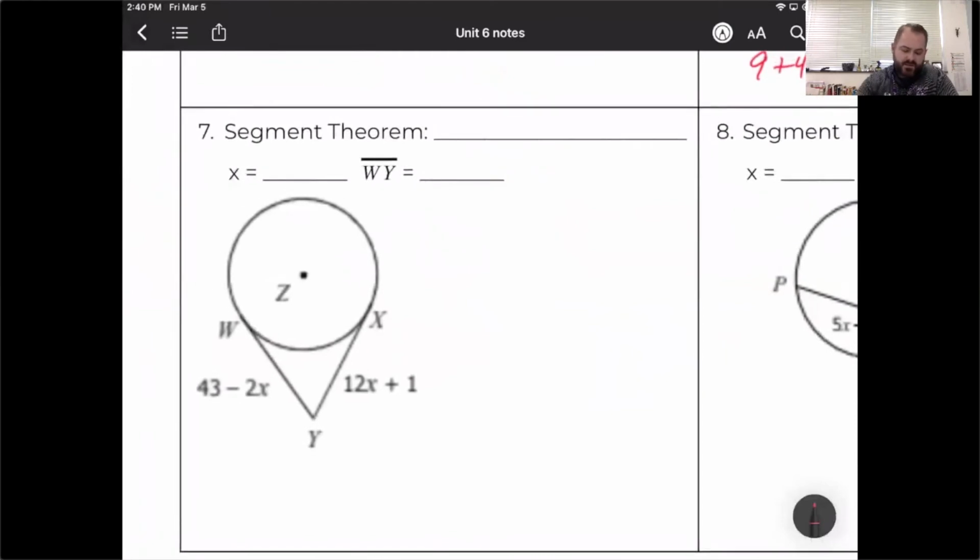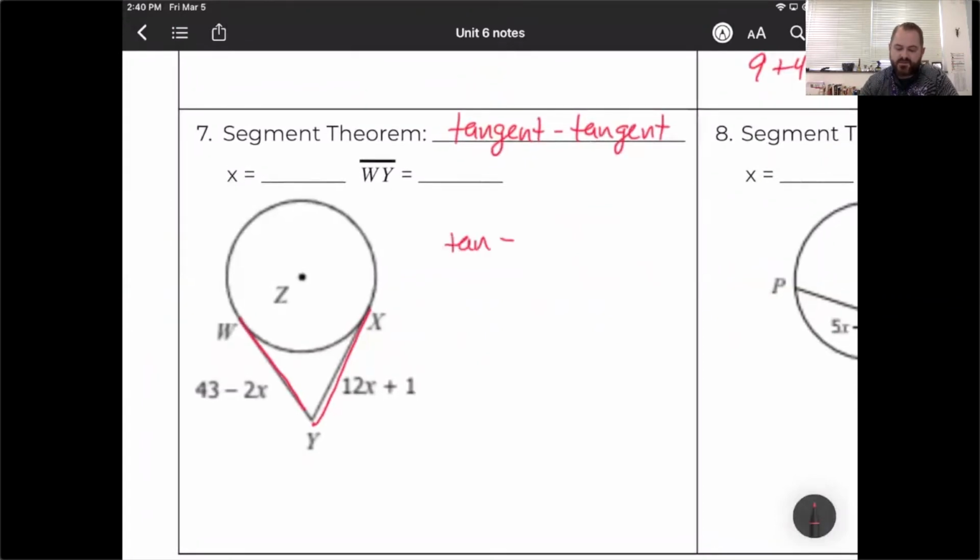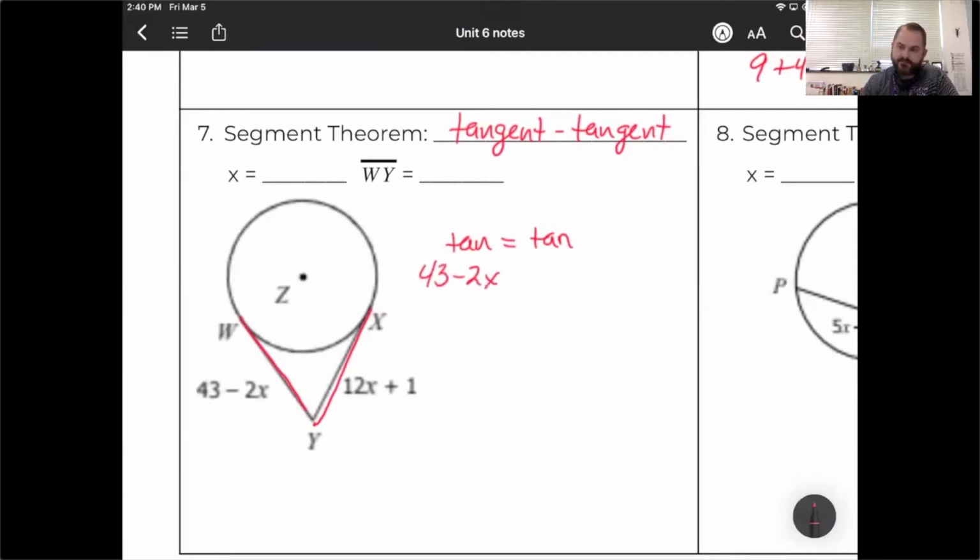Here again, we've got 2 tangent segments. All right. So that's a tangent-tangent rule, or tangent-tangent theorem. In that case, it's just tangent equals tangent, or part equals part. Okay, so one of the outside parts there, one of the tangents is 43 minus 2x. The other one is 12x plus 1. Okay, and so we need to solve this. What I would do, since you have this minus 2x, I would add 2x to both sides here. Okay, that gives you 14x here.